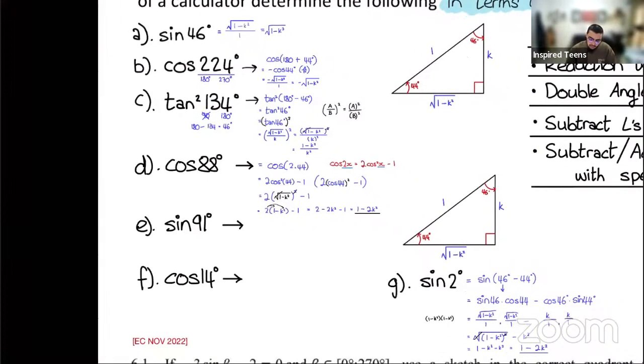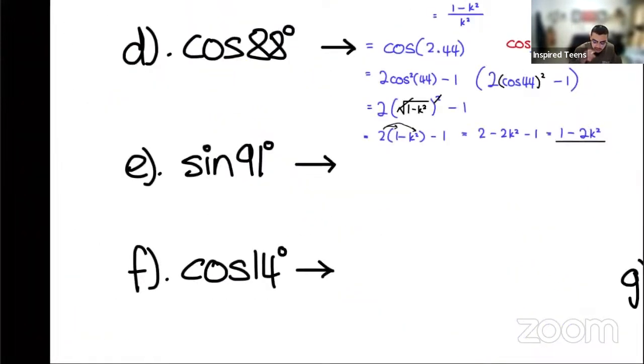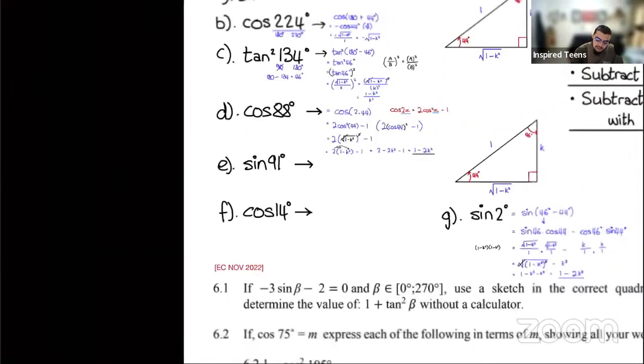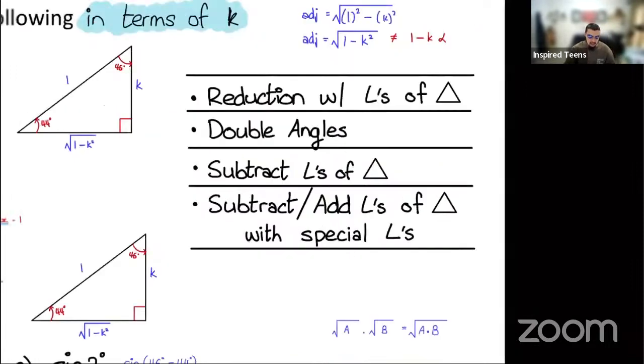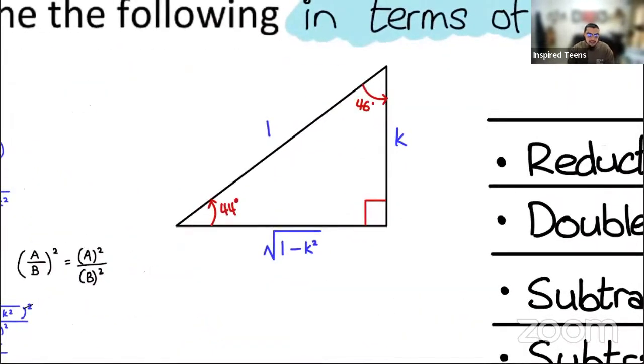So we've done the first 3 examples. Let's look at this one. This one we tried: reduction doesn't work, double angle not possible, subtraction of angles doesn't work. Let's have a look at the last and final possibility, subtract or add. Remember, this was subtract angles of triangle. It wasn't add because you cannot add them. You cannot add the angles of the triangle because you get 90. 44 plus 46, you're going to get 90. And in that case, it doesn't work.